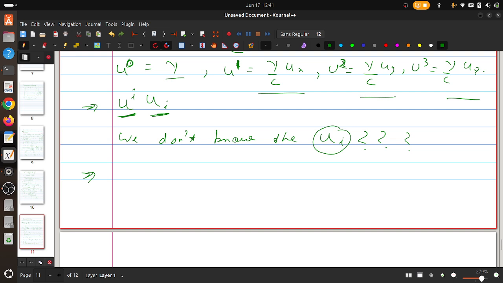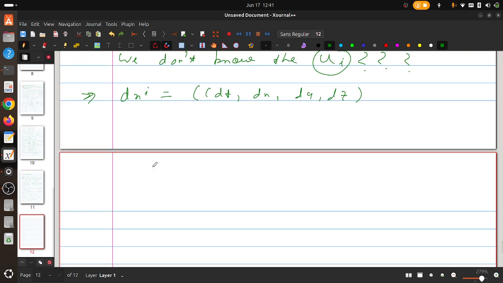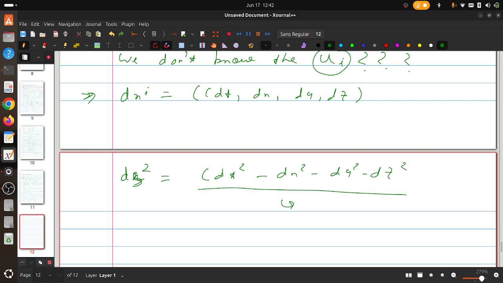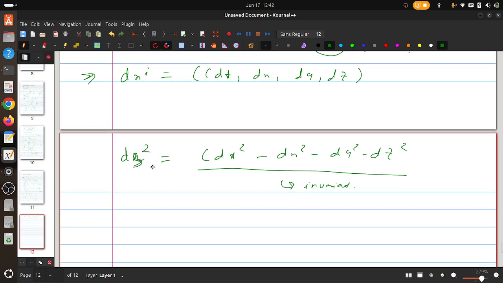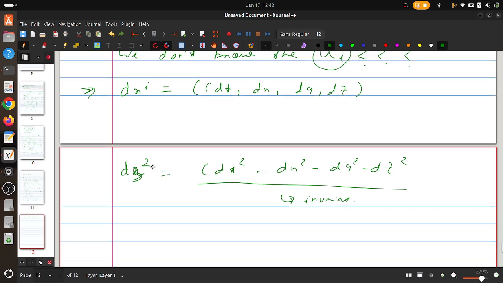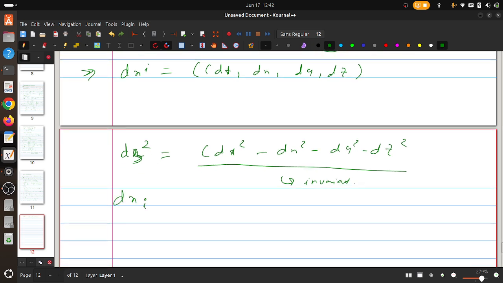The hope is that when we had dx^i as c dt, dx, dy, dz, and we found ds square, it was c dt square minus dx square minus dy square minus dz square. This was an invariant quantity, so this we know. Now we want to fit the invariance of ds square into this notation to find out what dx_i should be. We should be able to figure out what the covariant dx_i are, given that our contravariant dx^i are this, and given that this quantity is invariant.